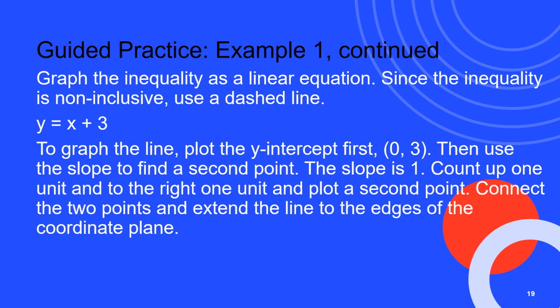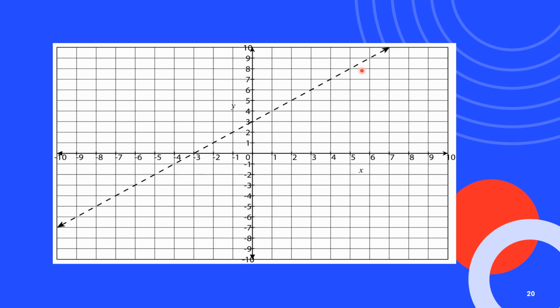So this is how it is. So like this, no? So we're going to graph that. This is the dashed line or the dotted line. So you may use dots or dashes. Okay.